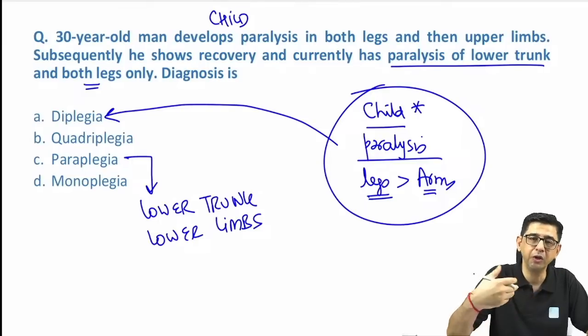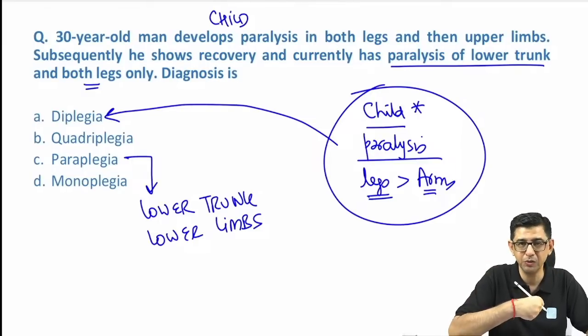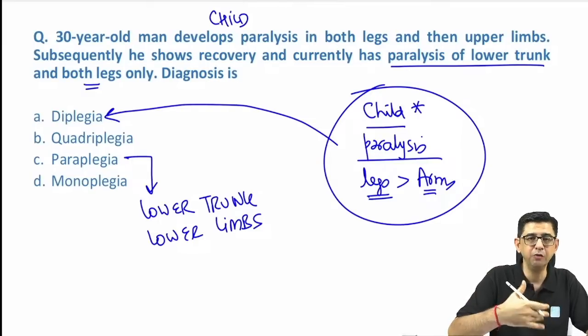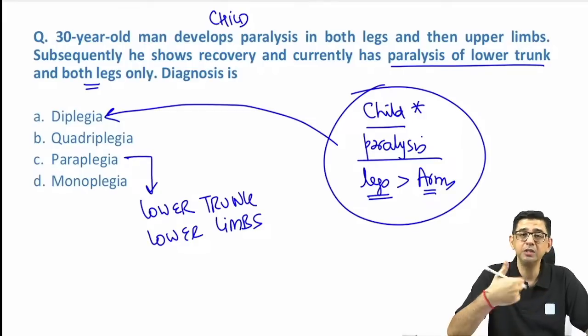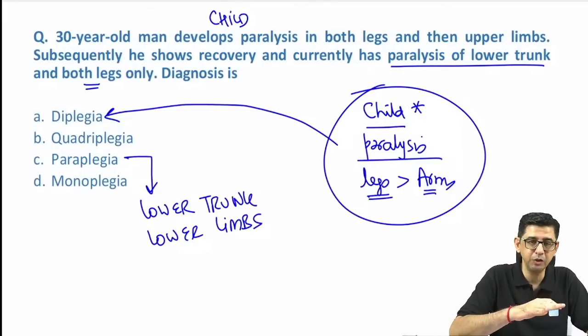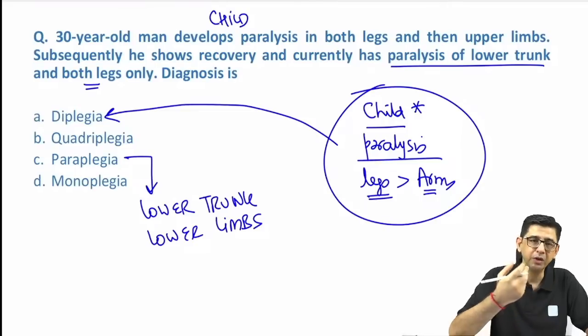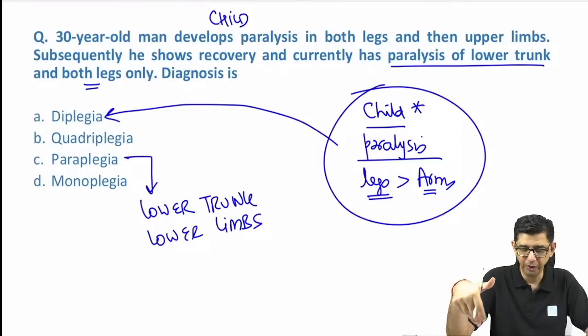Paraplegia का मतलब होता है कि सिर्फ legs का paralysis और lower trunk का paralysis होता है. And diplegia is a condition where you have... Hemiplegia का double कर दो. Diplegia कैसे समझना होता है? Hemiplegia का 2x कर दो. So that's gonna work out to diplegia where the involvement is more in the legs as compared to the arms.